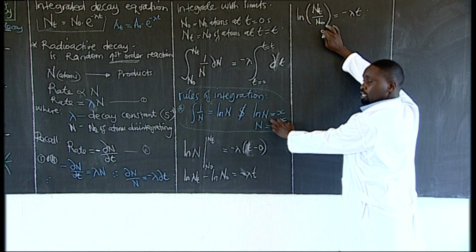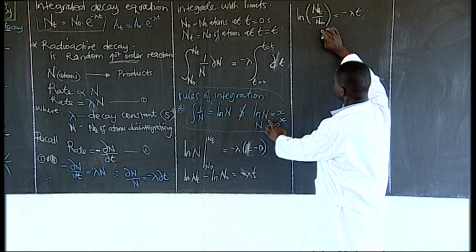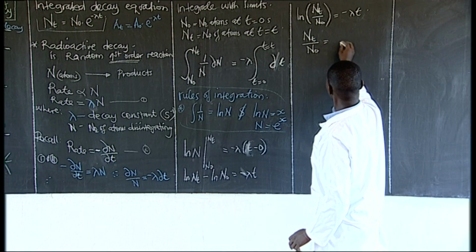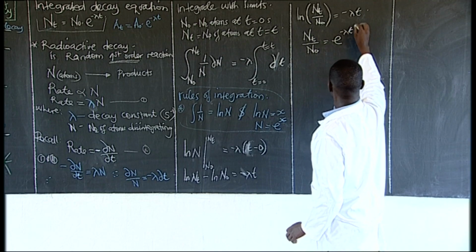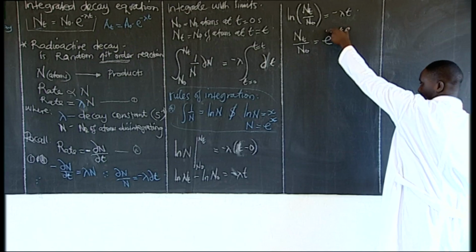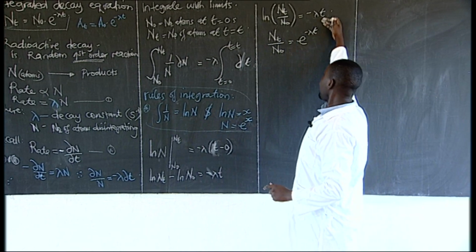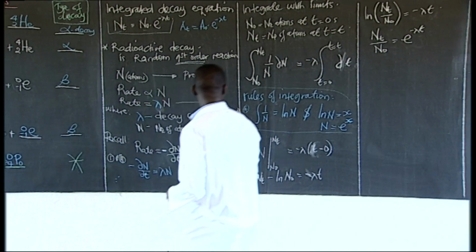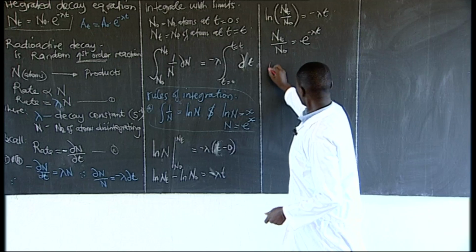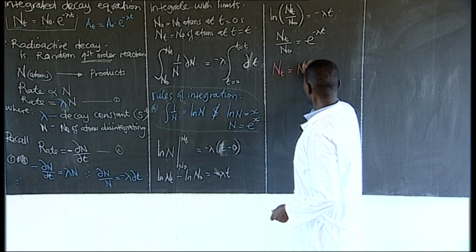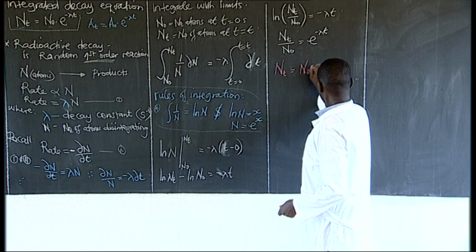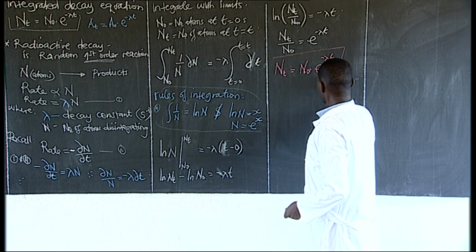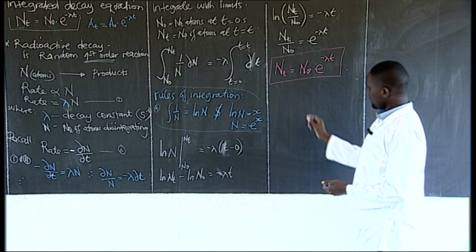At this moment, we bring in our rule 2. This directly means Nt over N naught is equal to exponent negative lambda t. Exponent, then the value. If we rearrange, you'll finally get our final equation, which is Nt equaling N naught, taking this to this side, exponent negative lambda t. And this is our decay equation.